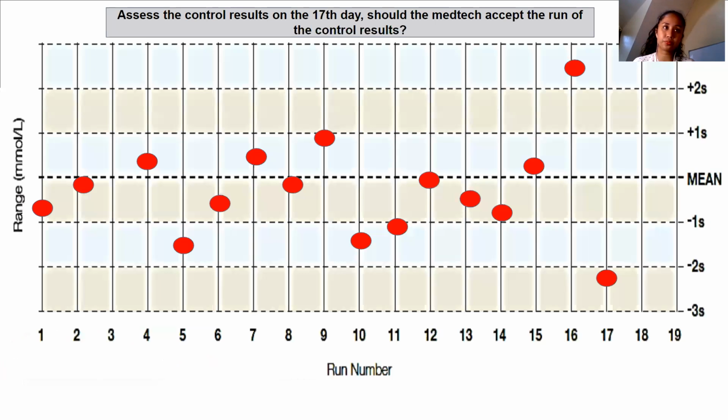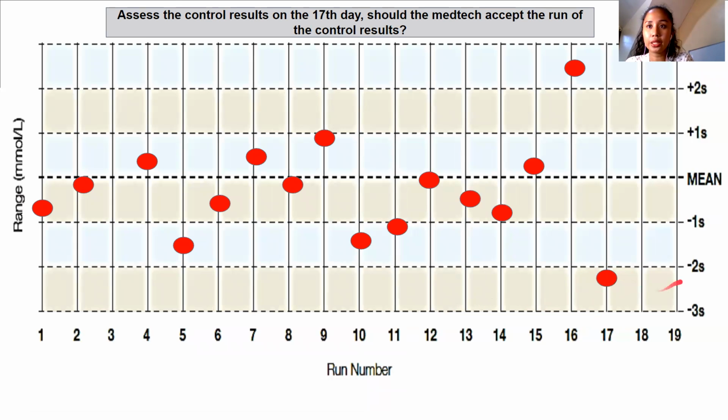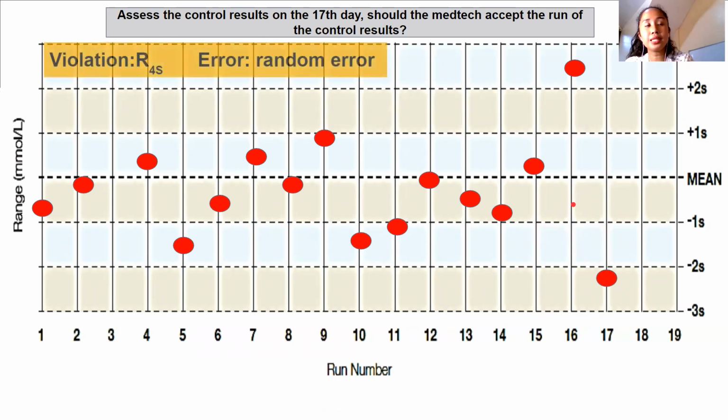Tingnan natin. So, assess the control results on the 17th day. So, warning na to. Warning to lampas ng 2S na to. Tapos class, ito rin. Lampas ng 2S. Tapos, class, 1, isang box, 2 box, 3 box, 4 na box, class. So, class, this is R4S. Ma'am, hindi ba to 22S?